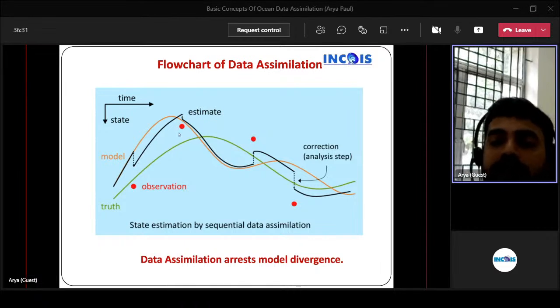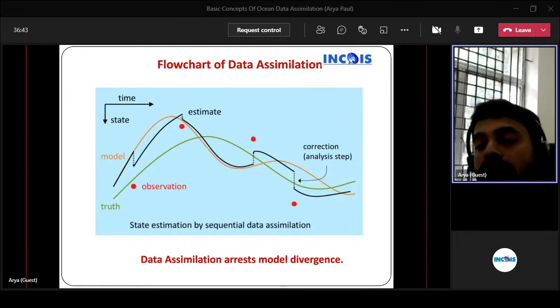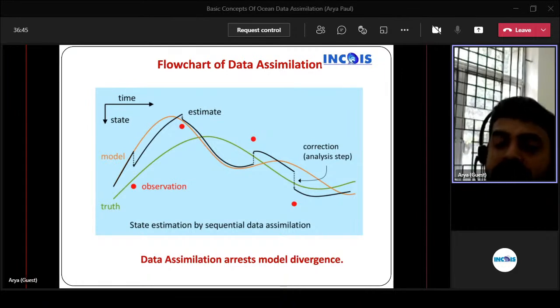Then after a certain time, again you have one observation. We assimilate, and again we pull back the model and bring it closer to the truth and let it evolve again. So this is how it typically goes on.